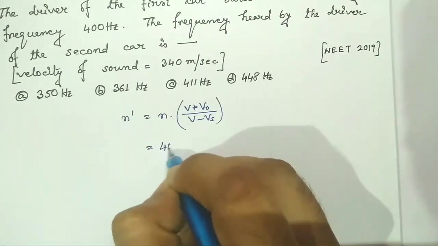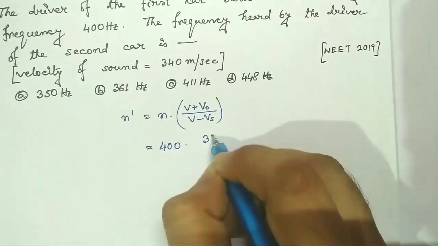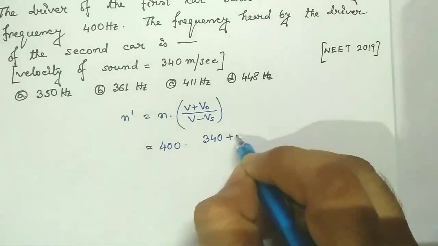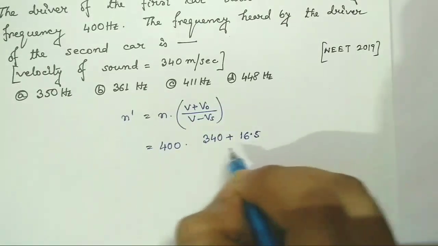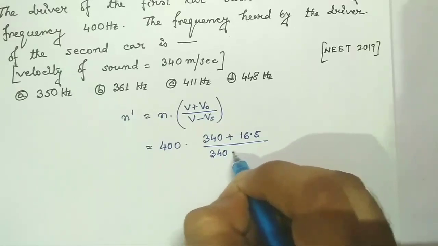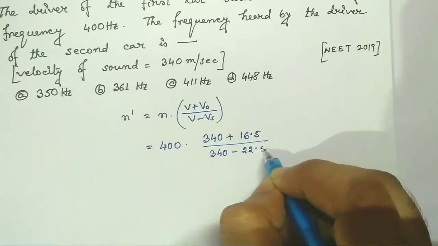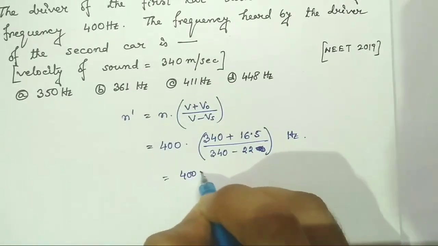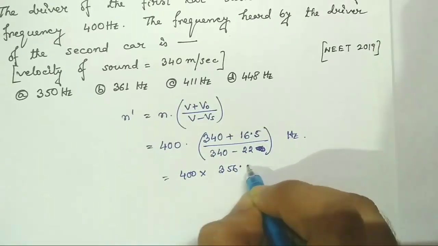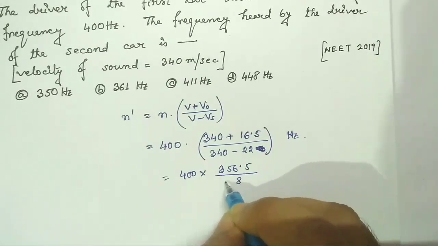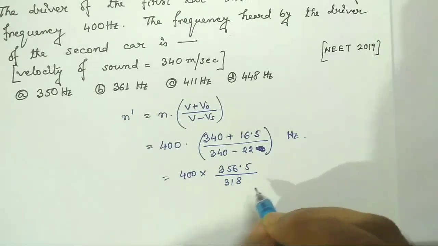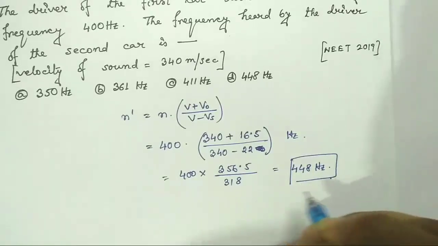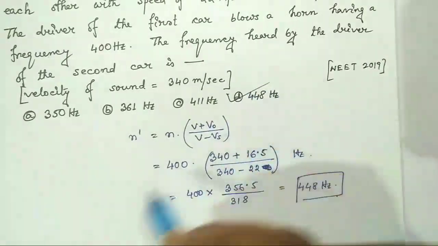The original frequency is 400 into, this is the velocity of sound 340 plus the observer is moving with speed 16.5, and the sound source is moving with speed of 22 meter per second. So 400 into 356.5 divided by 318. If you solve this, you will get 448 Hz. That is, option D is the right answer.